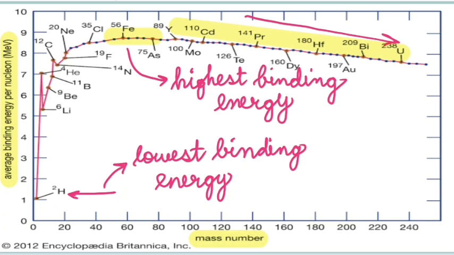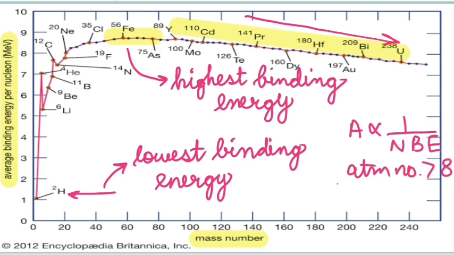What we can say is that for these, the mass number is inversely proportional to the nuclear binding energy, but it is only applicable for those elements whose atomic number is greater than 80. For them only we can say that the nuclear binding energy is inversely proportional to the mass number.